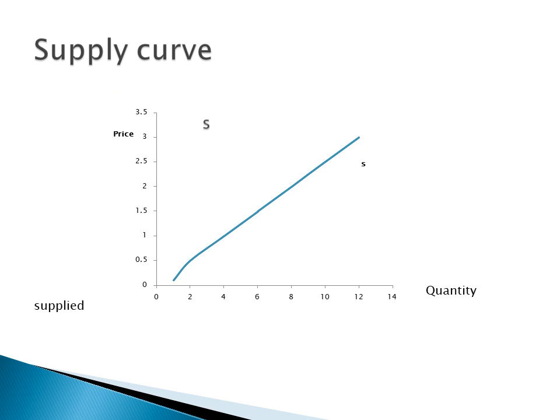We can see the positive relationship between the price and quantity supplied, and this informs the reason why the supply curve slopes upward from left to right.